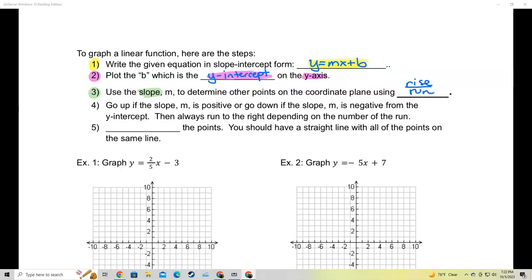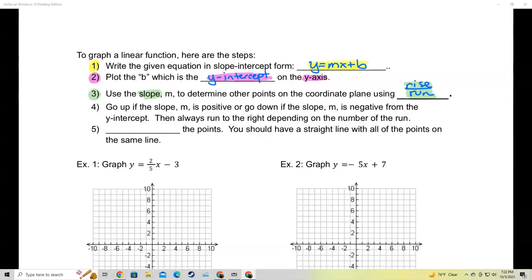You're going to use the rise over run, which is your slope, to determine which way you're going to go. Remember, rise means up and down. So if the number is positive on the top, you're going to go up. If it's negative on the top, you're going to go down. And then the run, you run left and right. If it's positive on the bottom, you're going to run to the right. If it's negative on the bottom, you're going to run to the left. We almost never run to the left, okay? So we'll just leave it at that, and then you're going to see it as we move along.